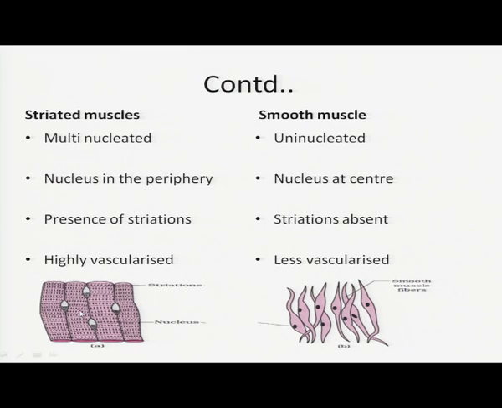Striated muscles are multinucleated. The nucleus you can see in the periphery. Smooth muscles are uninucleated and the nucleus is seen exactly at the center of each cell. Presence of striations: you can see dark and light bands or striations in striated muscles. Such striations are totally absent in non-striated muscles. And striated muscles are highly vascularized, whereas non-striated muscles are less vascularized.